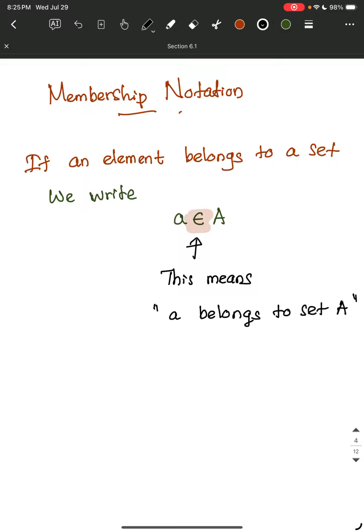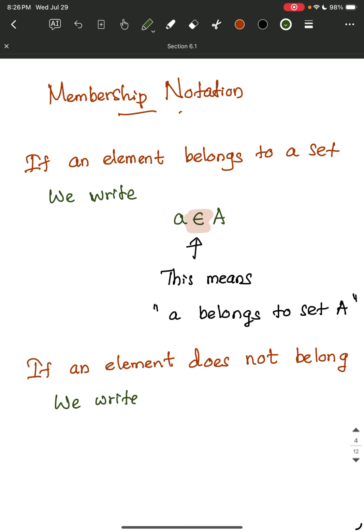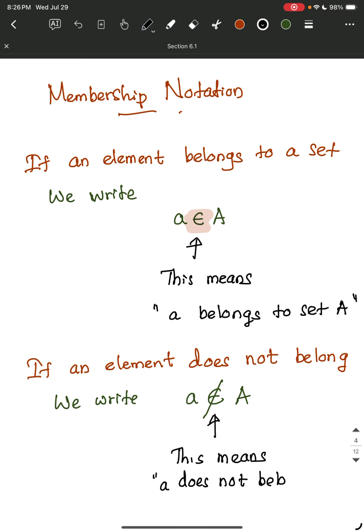If an element does not belong, we write a does not belong to the set A. So this means a does not belong to set A.